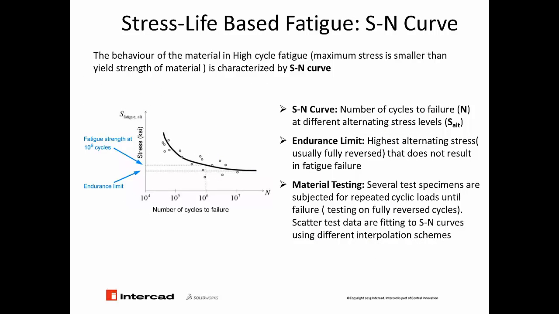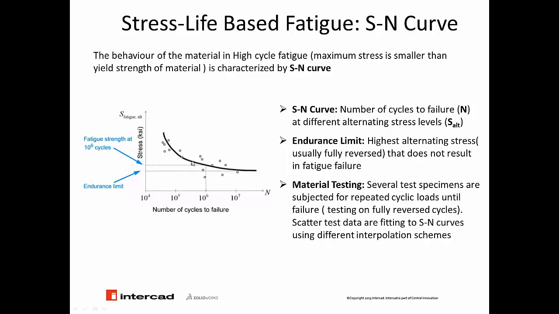All right, we mentioned that in high cycle fatigue studies we need the SN curve, and the approach is the stress-life approach. You can see a sample of an SN curve in this picture. It is a correlation between the number of cycles to failure, which is called N, at different alternating stress levels, which is S alt. So we can see fatigue stress alternation and the number of cycles to cause the fatigue.